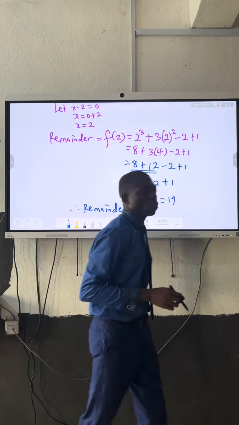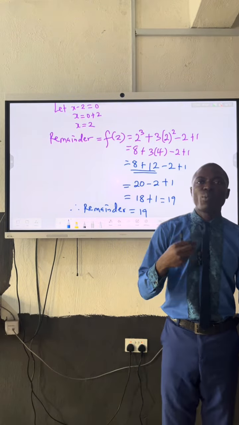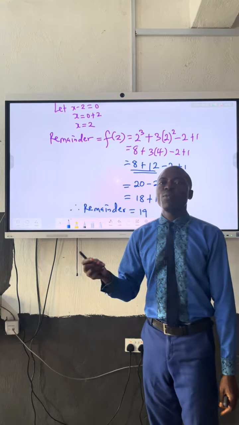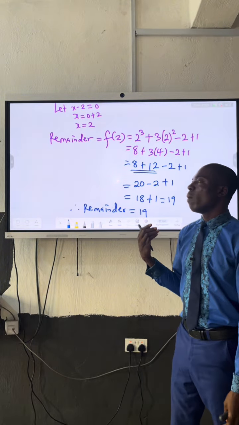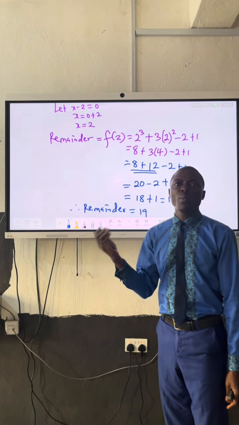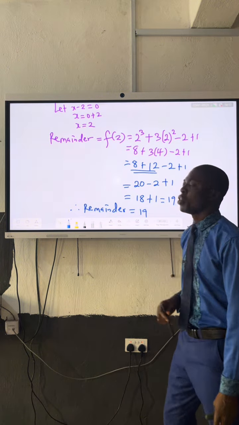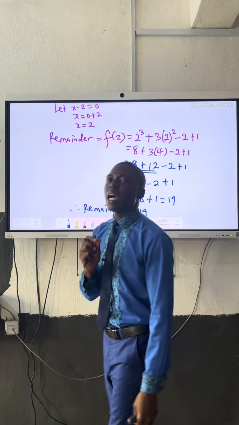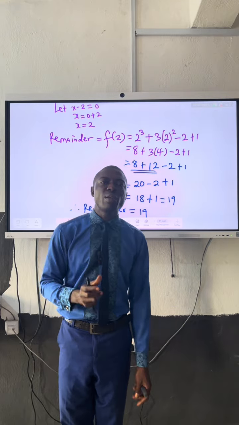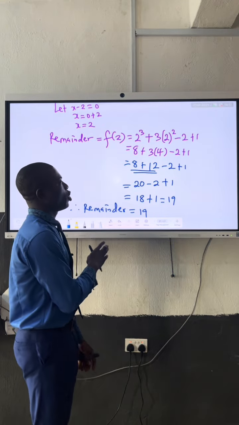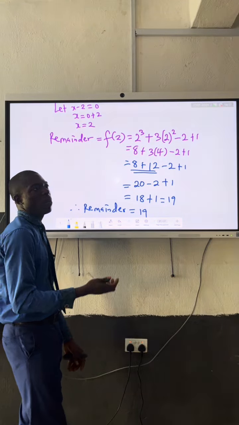There is another method. That method is called polynomial division. If you divide the main function by the divisor, when you are done, the leftover will still be this 19 that we just got. So if the question is interested only in the remainder, we use the remainder theorem directly just to get our answer.